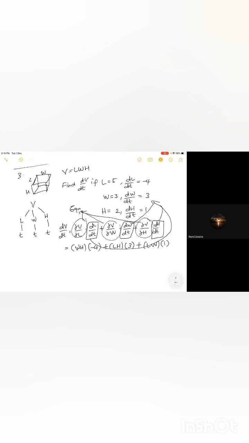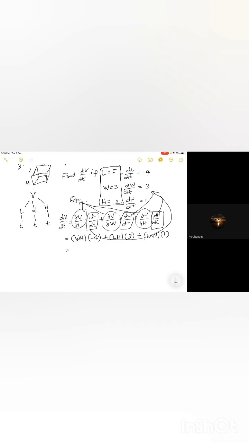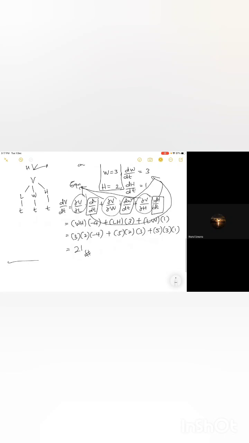Okay, so now you substitute this value pula. L equals to 5, W equals to 3, and H equals to 2. So 3 times 2 times -4 plus 5 times 2 times 3 plus 5 times 3 times 1. Then you'll get your answer as 21. This is question number 3. Now you might try question number 4.